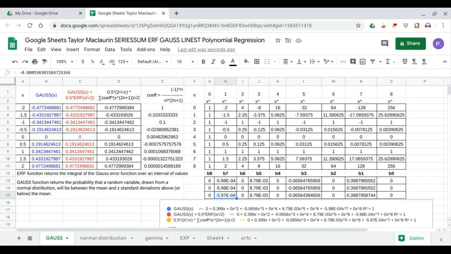So this completes the use of SERIESSUM and LINEST polynomial regression to generate the data set of the Gauss function, and using also the Taylor Maclaurin series sum function.